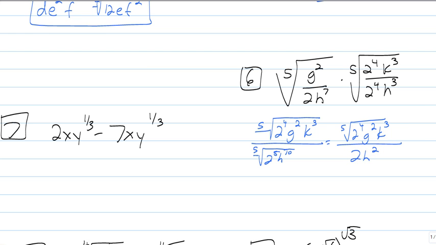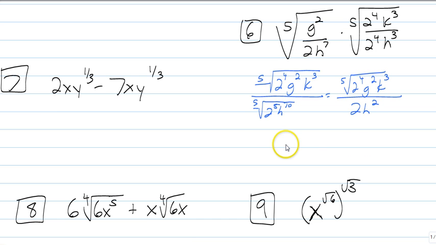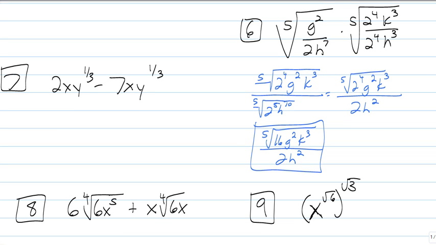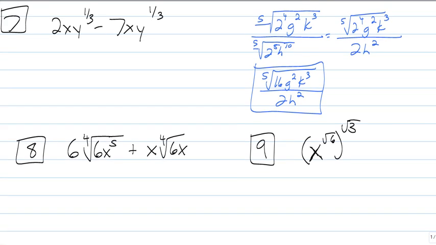Again, with numbers, I'd like you to multiply them out if they're smaller. So my final answer would be 5th root of 16 g squared k cubed over 2h, and that's it. 2h squared. Forgot my squared there. Alright, so that is the final answer. Don't have to rationalize because it was already done for us.